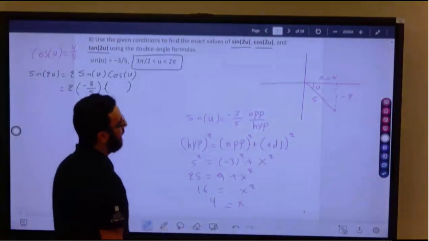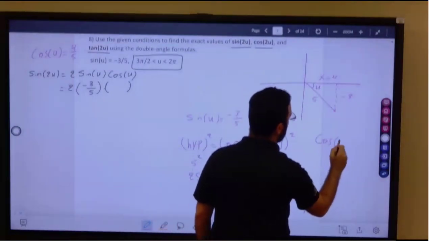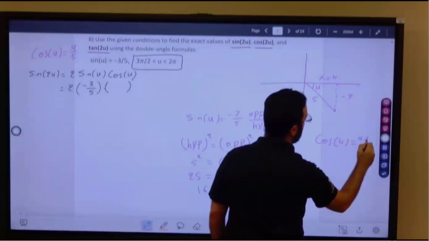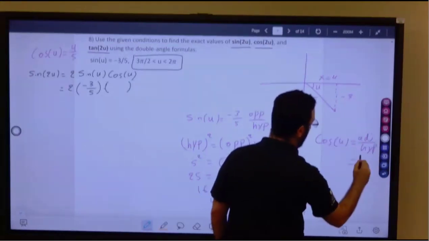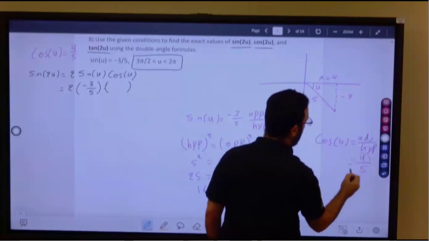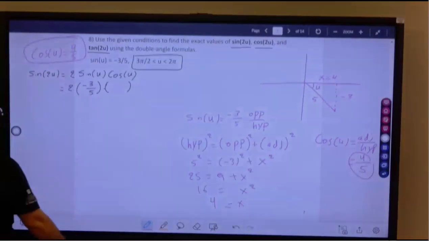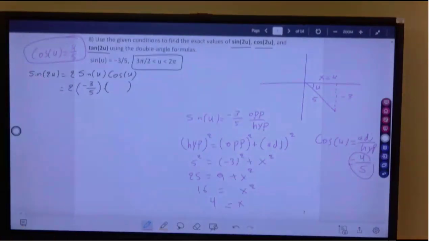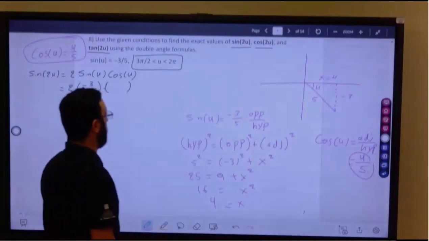So now we find the adjacent. The cosine of u is going to be adjacent over hypotenuse. The adjacent is 4. We get exactly the same thing. So now you have two ways to find the missing trig functions: using the sine, using the identity, or do exactly the same thing that I did here by using the Pythagorean theorem.